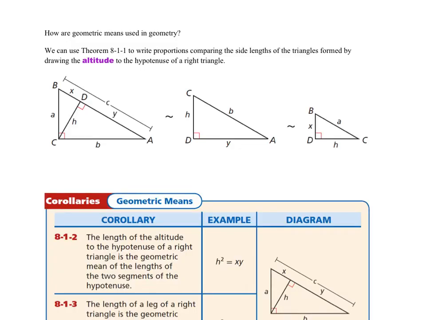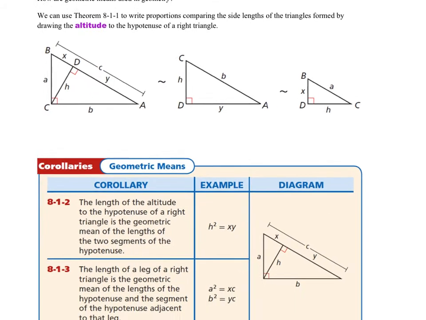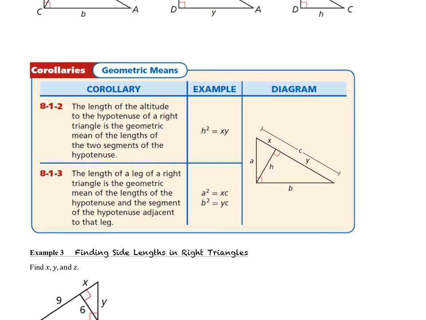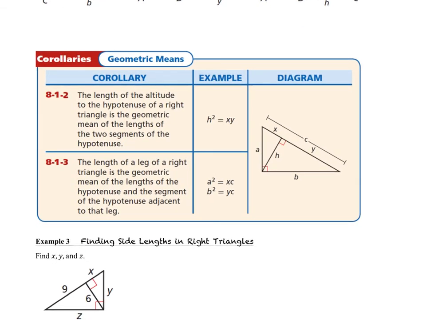So what was the point of that? This is how we use it in geometry. We can use that theorem to write proportions comparing the side lengths of triangles formed by drawing the altitude to the hypotenuse of the right triangle. There's a bunch of formulas here, and I'm going to try to simplify them for you. Keep in mind that the altitude is this h right here. So this first one is saying altitude squared equals base times base.